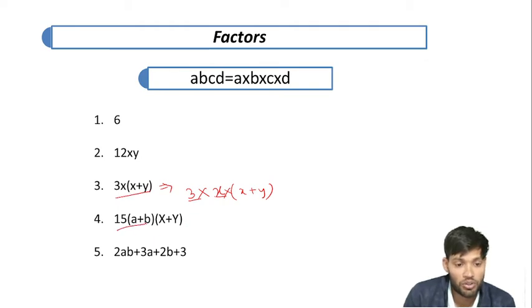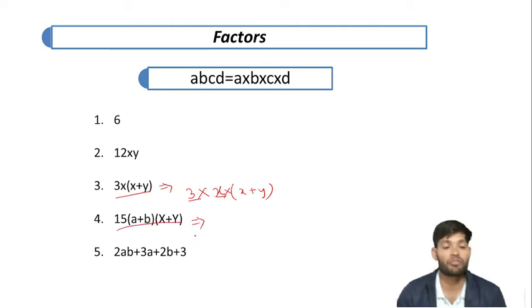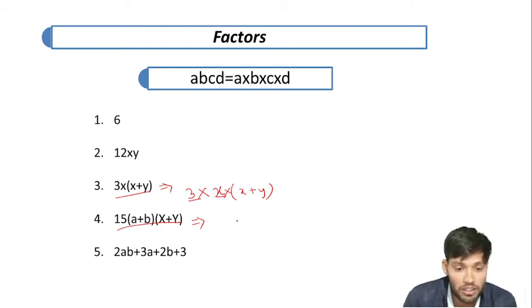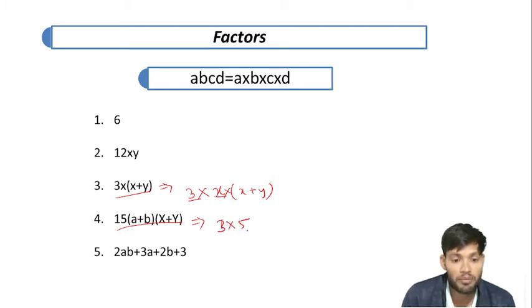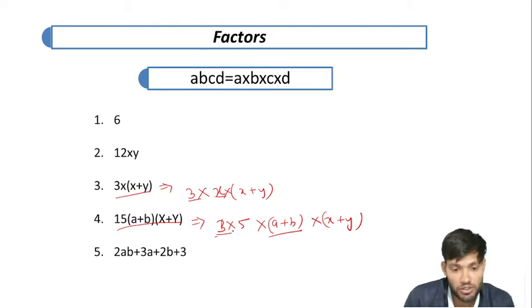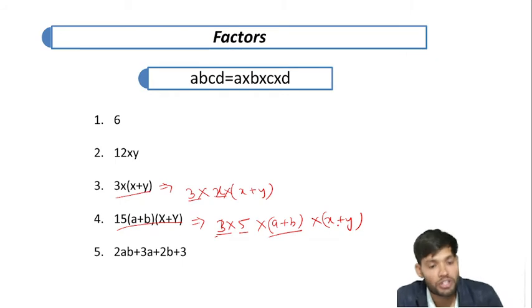Now write the factors of 15(a plus b)(x plus y). How can we write that in expression format? Like 3 into 5 becomes 15, into (a plus b), which is also its factor, into (x plus y). The factors of 15(a plus b)(x plus y) are 3, 5, (a plus b), (x plus y). All are the factors of this term.